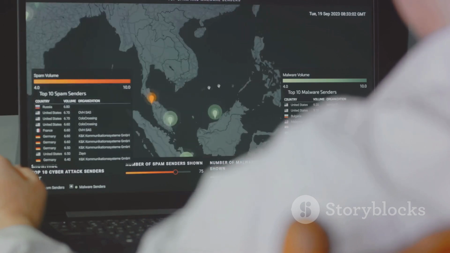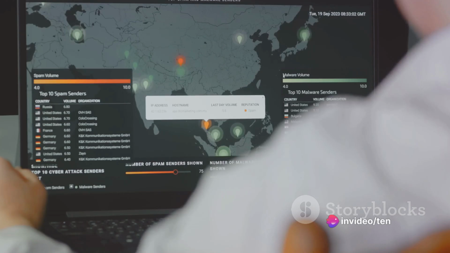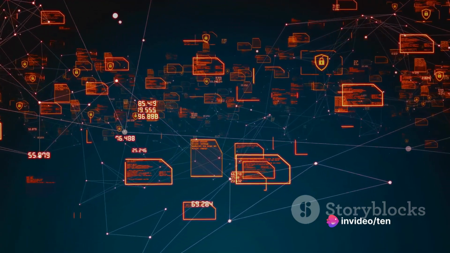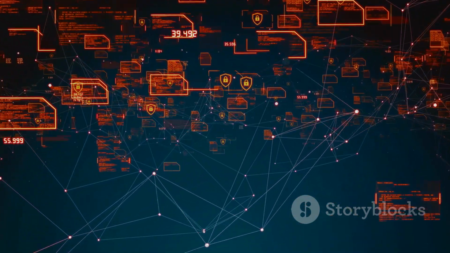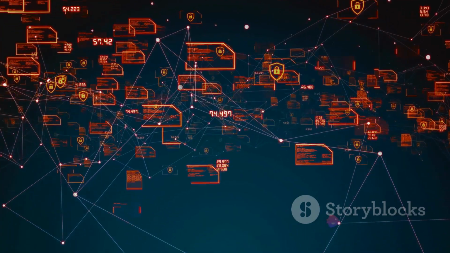Each device on a network runs an operating system, like Windows, Linux, or macOS. By identifying the operating system, you can get a better idea of what kind of software and vulnerabilities might be present on a device. It's like determining the blueprint of a building to understand its structural weaknesses.